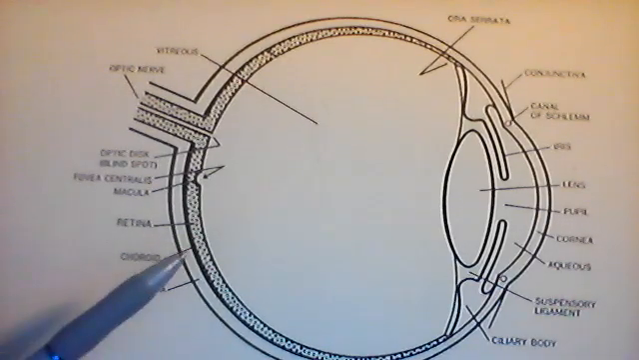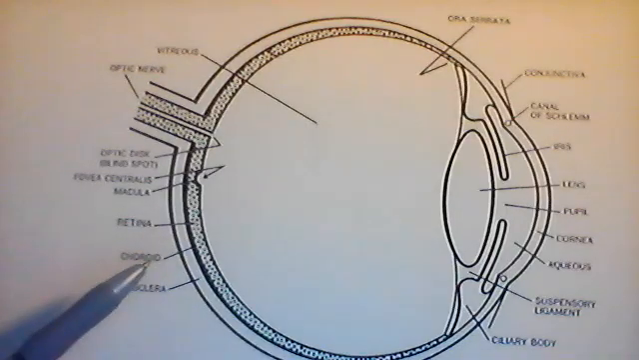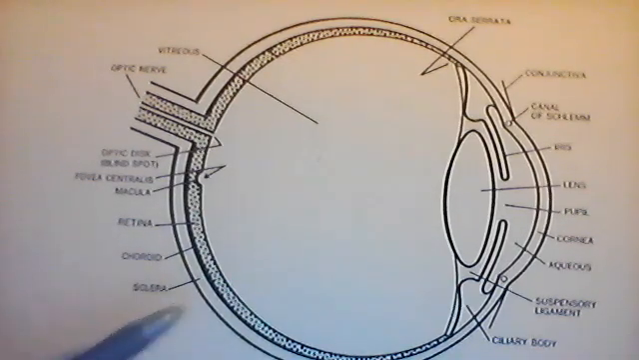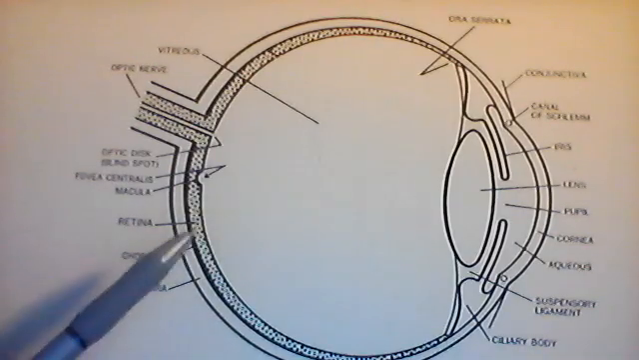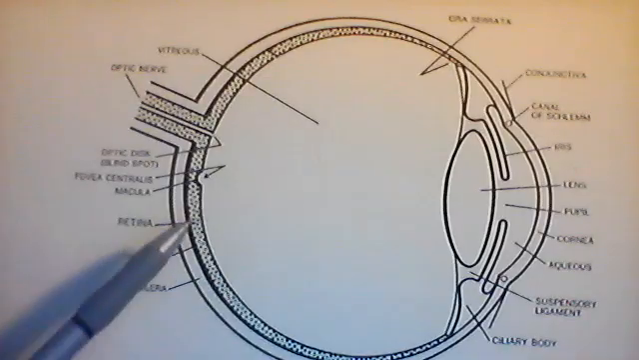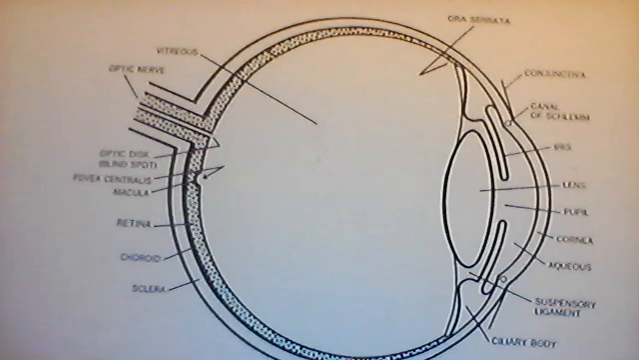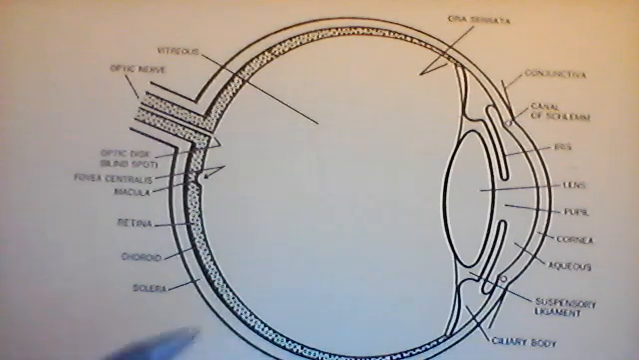The next layer is the dark layer right here in the middle. It's the choroid. That is the pigmented vascular layer that supplies blood to the outer layers of the retina, which is our next layer inside here. This here is the retina. The retina is the light-sensitive, multi-layered sheet of neural tissue that responds to visual stimuli.